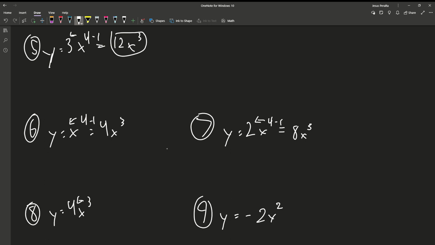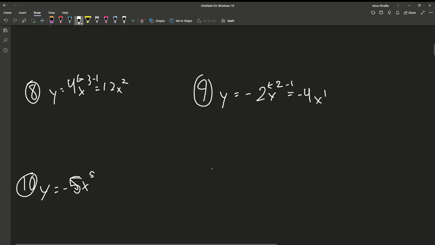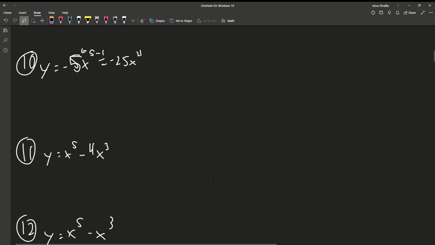Right here, same thing. 3 times 4 is equal to 12. Subtract 1 on top, and that's 2. Number 9: you multiply this. 2 times -2 is equal to -4. Subtract 1 on top, that just gives you 1. Number 10: multiply this. I'm just gonna get 5 times -5, which is -25x, and then subtract 1 on top, the power of 4. Let's just keep going.